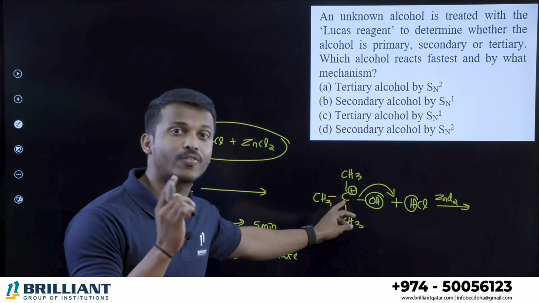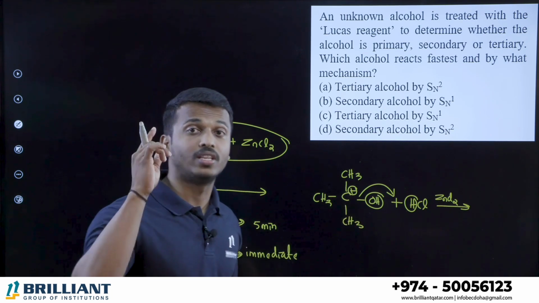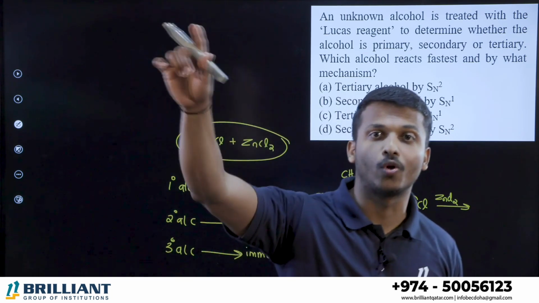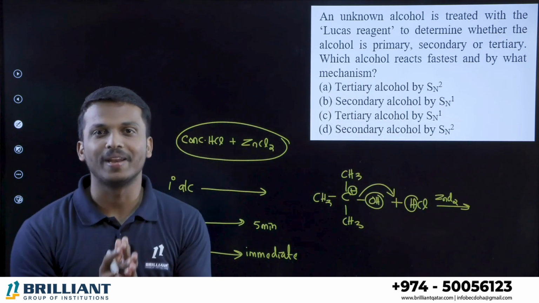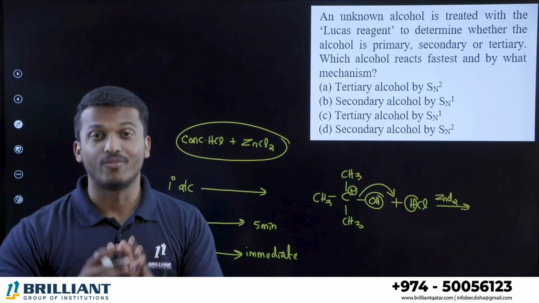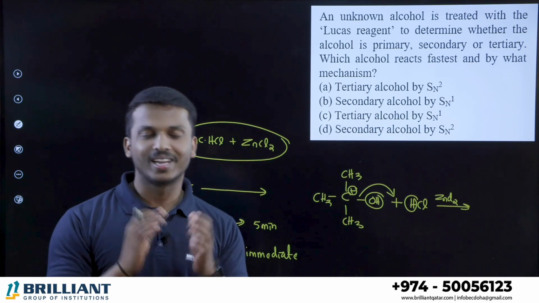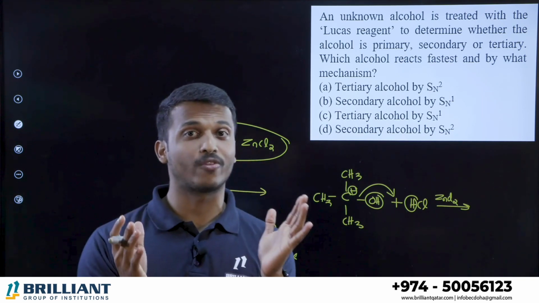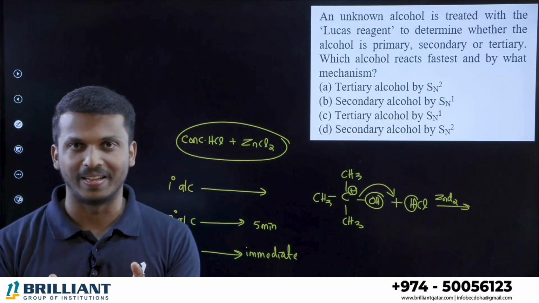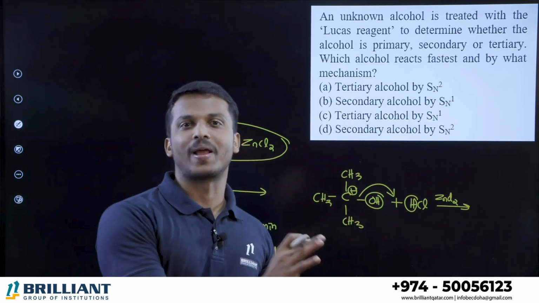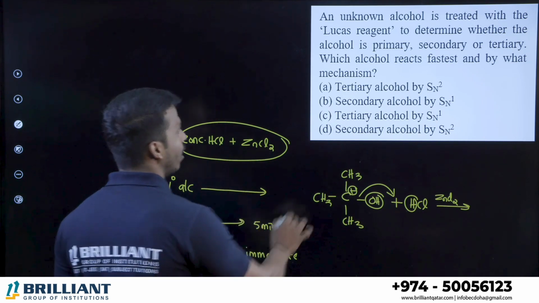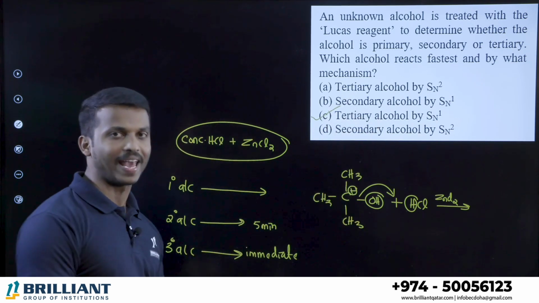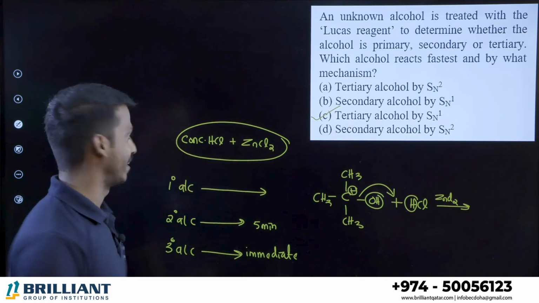Here we are checking the stability of the carbocation because in this reaction, first the OH group leaves and by the way forms a carbocation. So what is happening? It forms a tertiary carbocation. You know what the order for the SN1 mechanism is? Tertiary greater than secondary greater than primary. Clear, all of you? So what is the answer? Tertiary alcohol through SN1 mechanism. Option C is the correct answer.